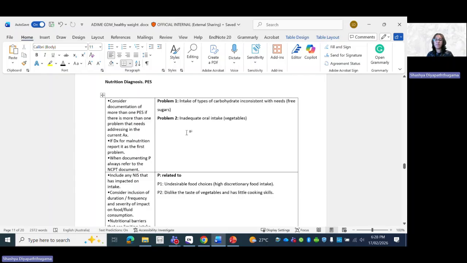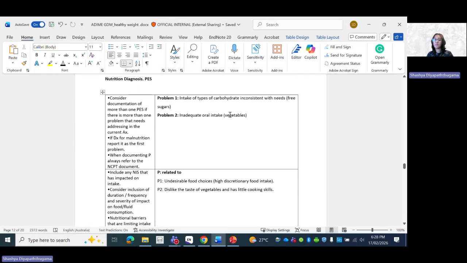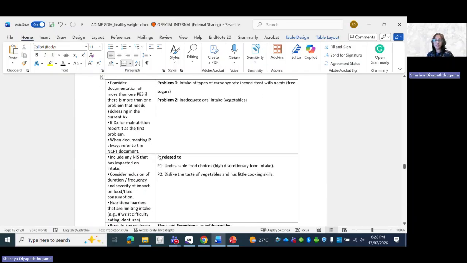And for the second problem, which is inadequate oral intake, vegetables, the etiology is that she dislikes the taste of vegetables and has little cooking skills. So if you can remember, that was there in her social history. She said that she doesn't like the taste of vegetables. The vegetables taste bland, and she's happy to learn ways to make her vegetables taste better. So that is the etiology.